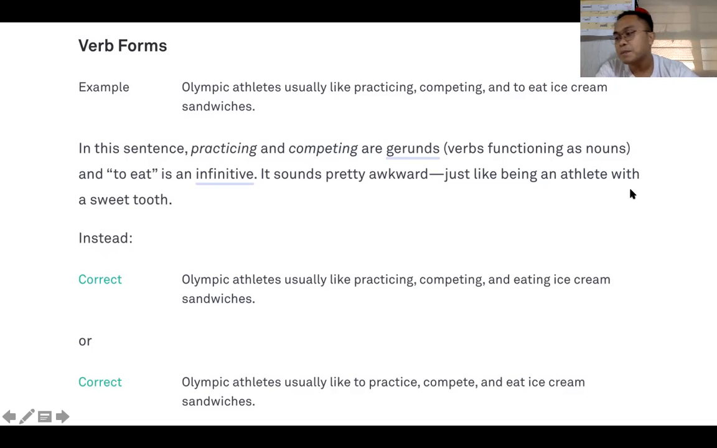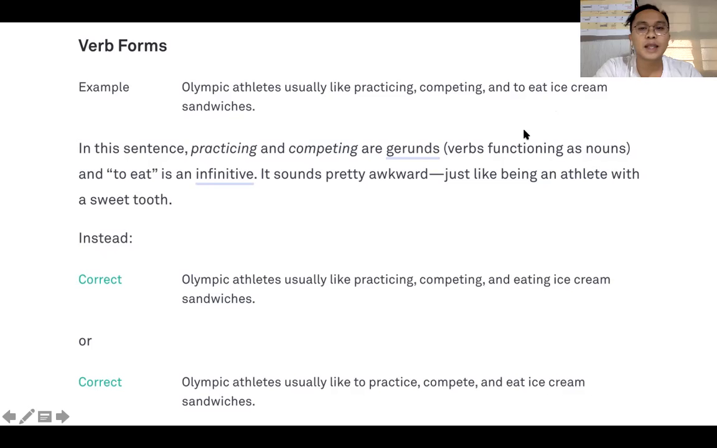Yun din naman, it is not pleasing pagdating sa writing sentences, yung repeating the same words, it is redundancy. So, pag nagsimula ka ng infinitive, you can just put the word to sa beginning ng first verb mo, which is practice, like usually to practice, compete, and eat ice cream. Hindi mo na kailangan sabihin to practice, to compete, and to eat ice cream. Kasi it's understood na yung to, it is applicable doon sa sumunod na mga verbs. So yun yung una sa verb forms.